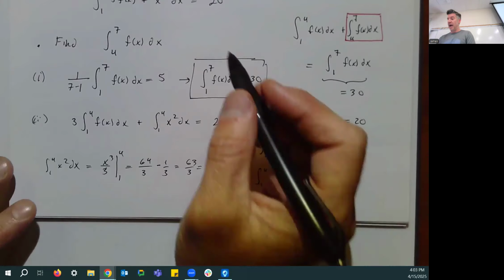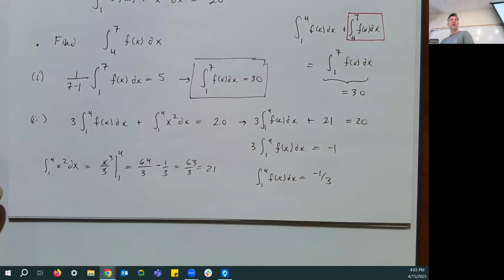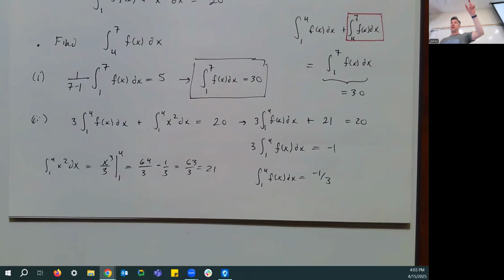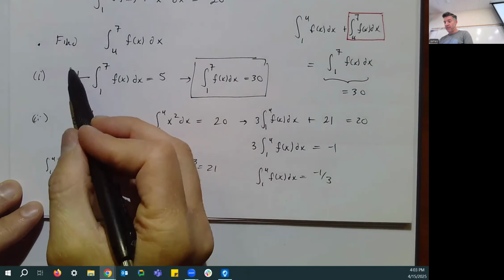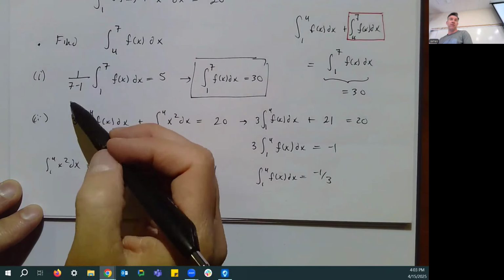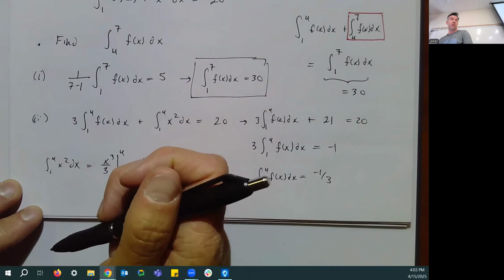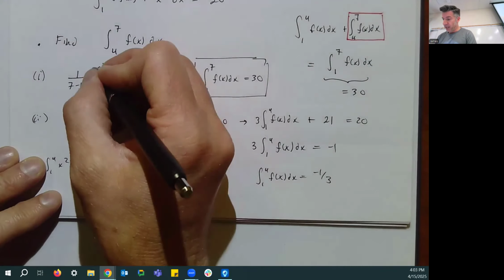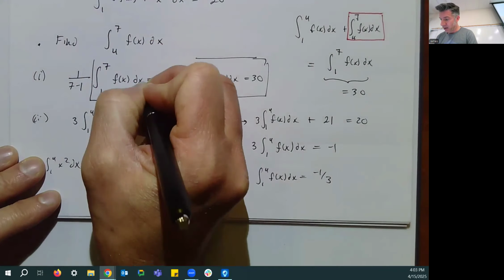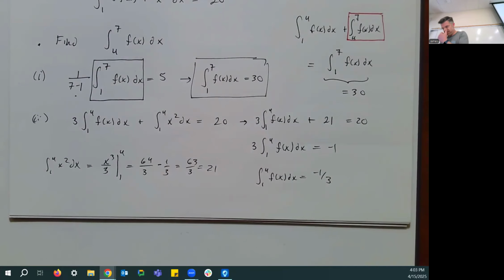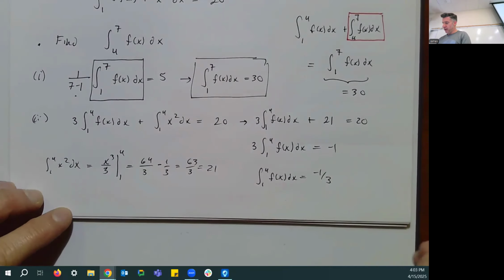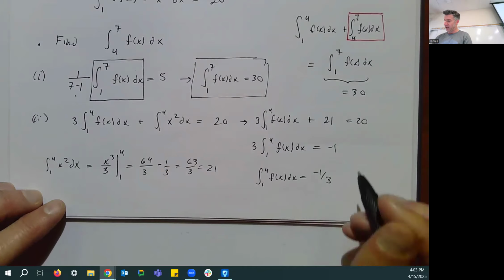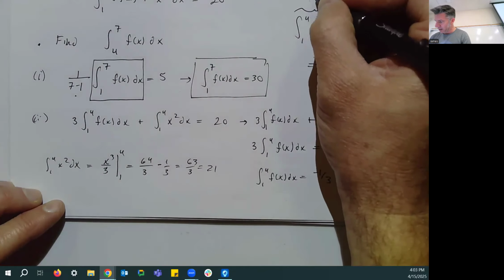Because they told us the average value of f of x. So when we say the average value, it's the area under the curve divided by the length of the interval. That's what I'm doing right here. I'm dividing by the length of the interval from 1 to 7, so this is the area divided by 6 or multiplied by 1/6. So then the integral from 1 to 4 of f of x dx is -1/3, kind of unexciting, but fine.